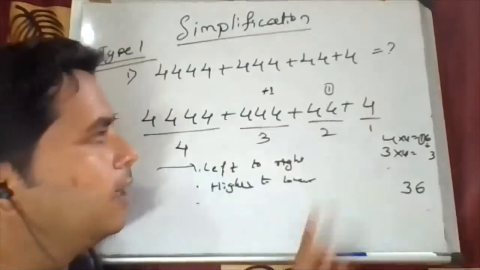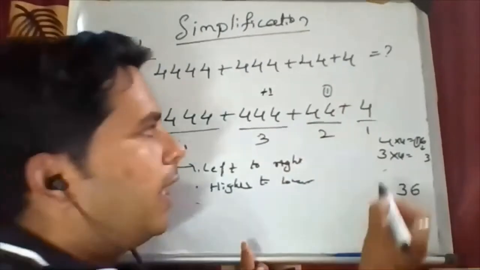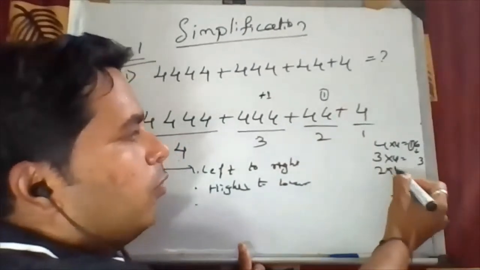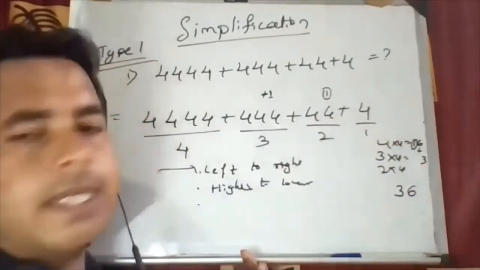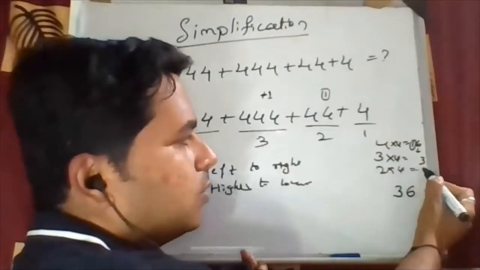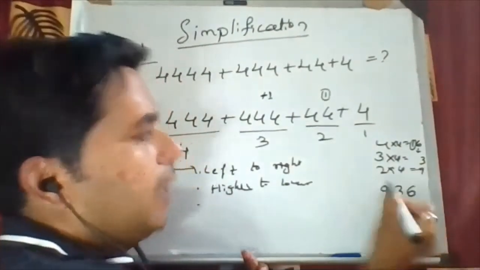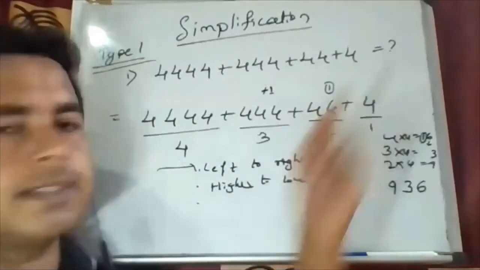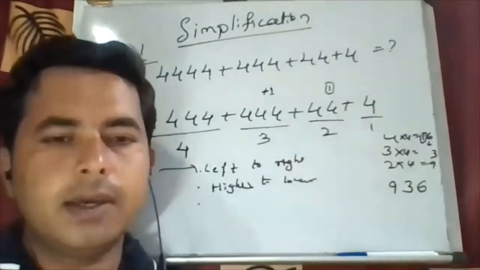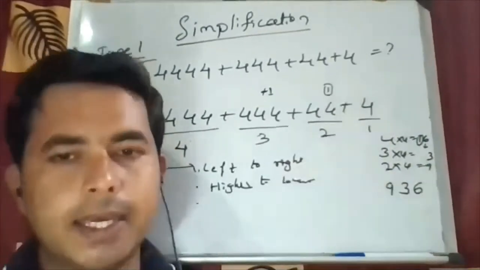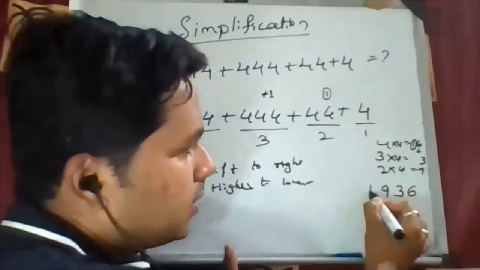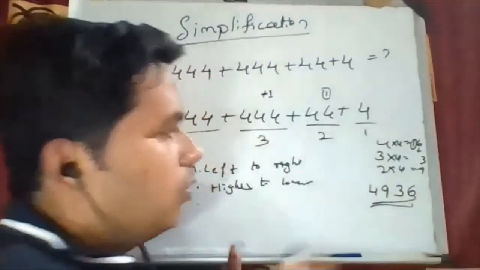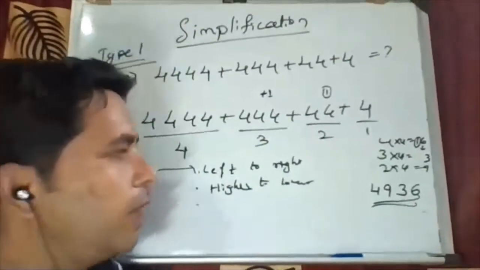Then again 2 into 4 is 8. And what is the carry behind that? There is a 1 carry. Add that carry, so you'll get 9. So write that 9 here. And now no carry is there, so no need to forward any carries. Now what is left? 1 into 4. So here it is 1 into 4. So what is your total answer here?